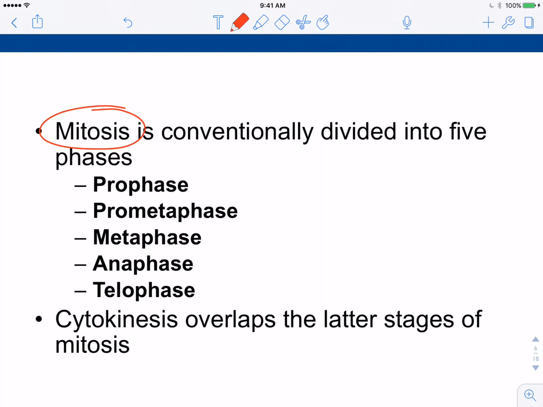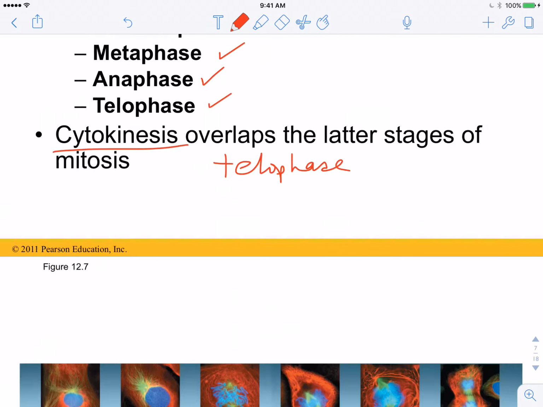So let's narrow in on mitosis. Mitosis is divided into 5 phases: prophase, prometaphase, metaphase, anaphase, and telophase. And cytokinesis overlaps with telophase, so much so that we mostly just call them telophase and cytokinesis because they sort of happen simultaneously.